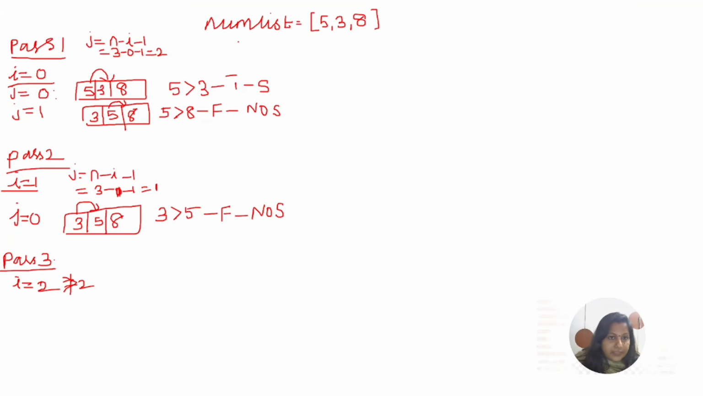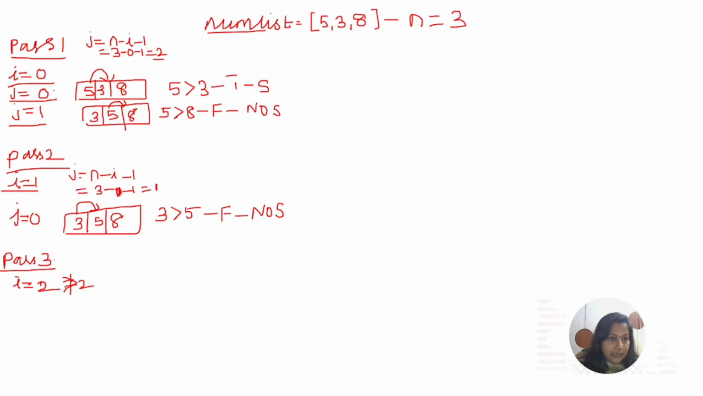Okay, now let's look into the example. I have created here num list equal to 5, 3 and 8. So totally how many elements are there? n equal to 3 elements are there. Now if you are taking the pass 1, what is the value of i? It is 0. So whenever the value of i is 0, what is the j value? n minus i minus 1. So n is nothing but 3, 3 minus 0 minus 1 is 2. So what is actually 2? It is going to take j equal to 0 and also j equal to 1. 2 times it has to do the comparison.